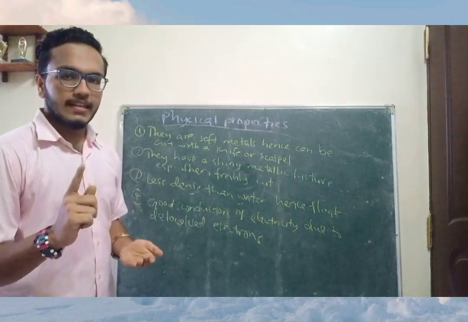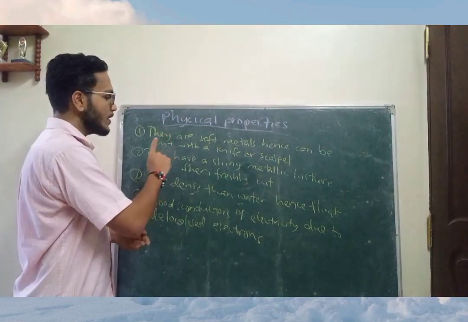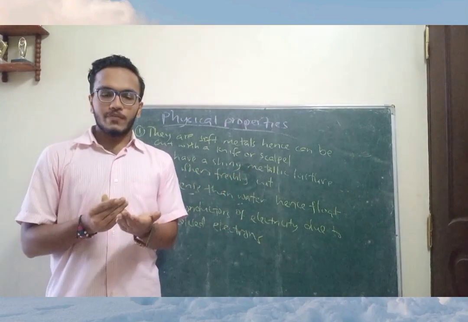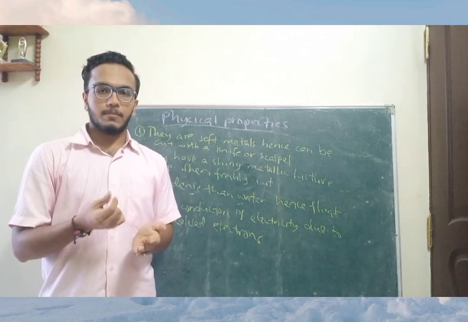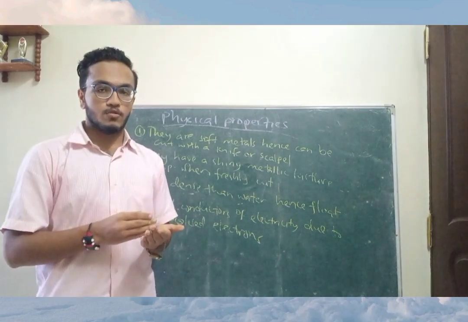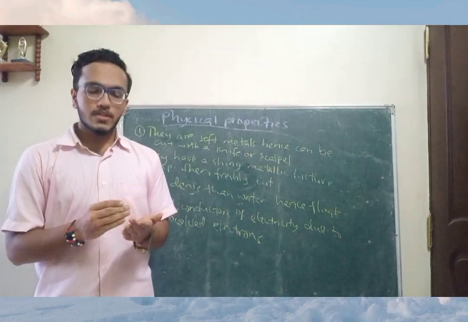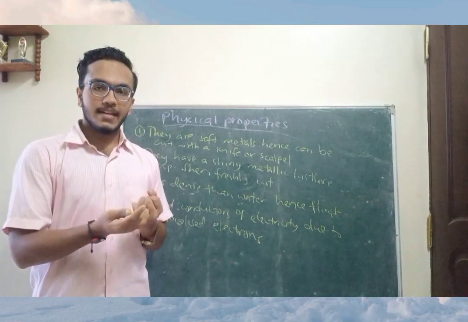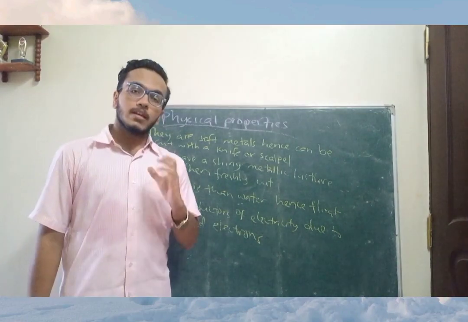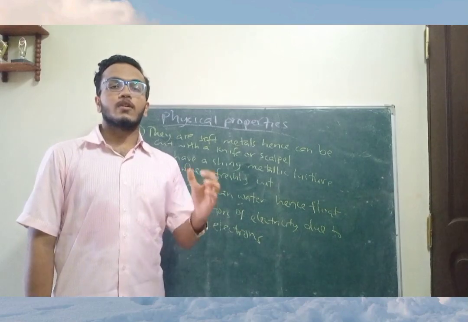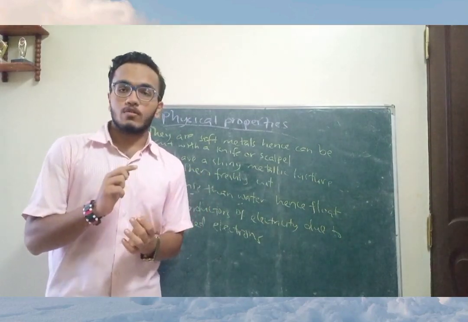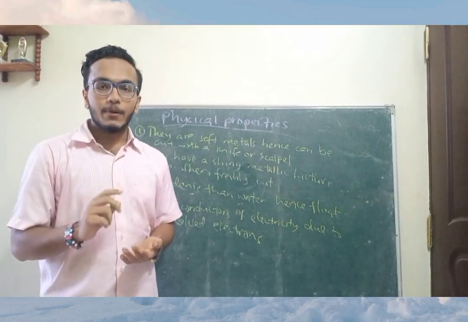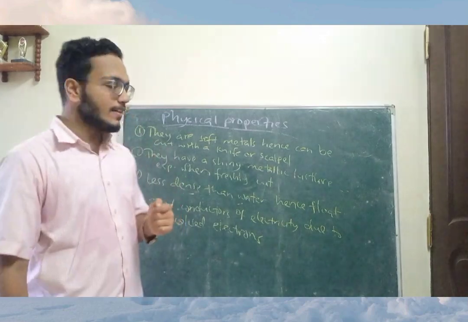The second property links directly with the first one. They have a shiny metallic luster, especially when freshly cut. So if you cut a piece of sodium metal with a scalpel, because it is soft, and it is freshly cut, when you look at the surface of the metal, you will see a shiny metallic luster. However, the luster becomes gradually dull due to the formation of an oxide layer. Sodium will react with atmospheric oxygen to form sodium oxide. That oxide layer gradually makes it dull. However, when freshly cut, it has a shiny metallic luster.